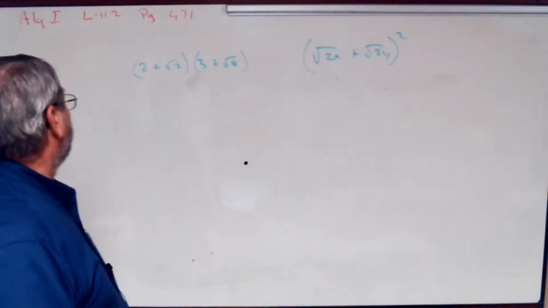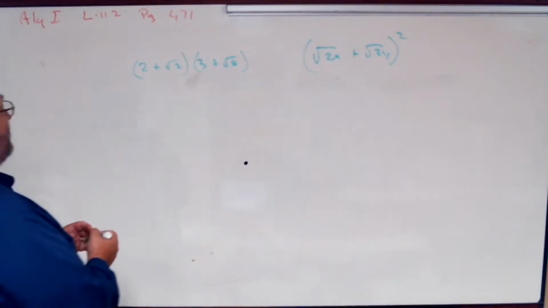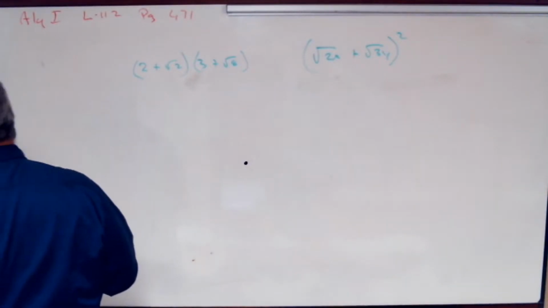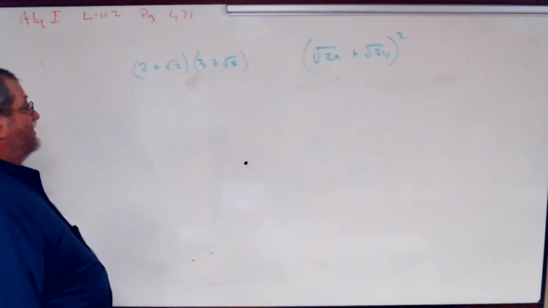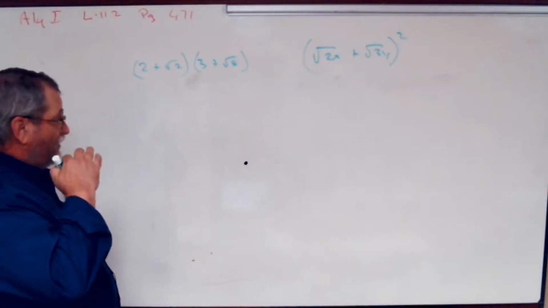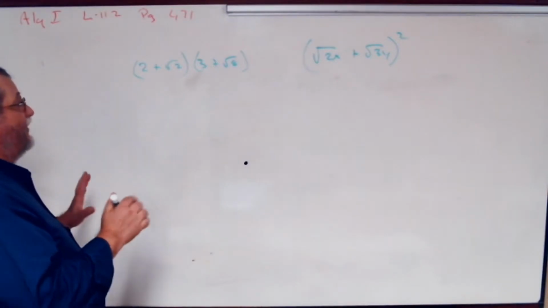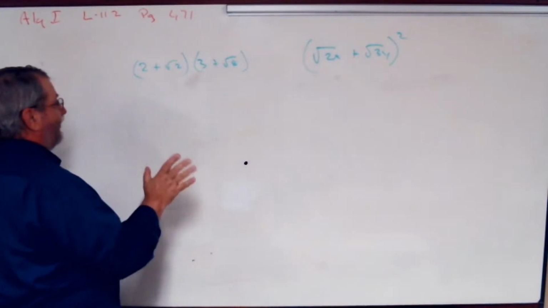All right, Algebra 1, Lesson 112, page 471. What we have here is more on multiplication of radical expressions. Jade, you've got to quit falling apart on these, okay? Do what you know how to do. These are not difficult. You've got to remember, when we're done, how to simplify radicals. Y'all are freaking out on this.